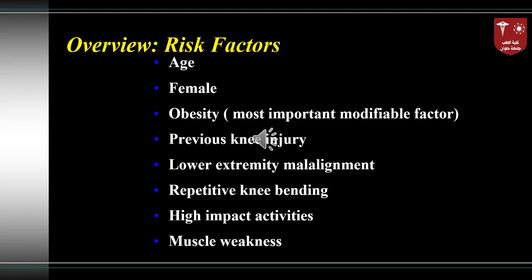Also, the people who are involved in repetitive knee bending or high impact activity, like the people used to do juggling and other activities with high impact. Also, if there is muscle weakness, especially around the knee, that is also a risk factor for early osteoarthritis.